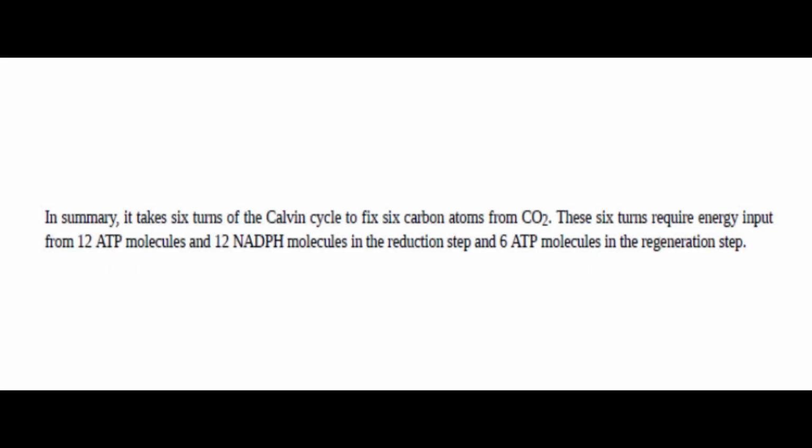In summary, it takes 6 turns of the Calvin cycle to fix 6 carbon atoms from carbon dioxide. These 6 turns require energy input from 12 ATP molecules and 12 NADPH molecules in the reduction step, and 6 ATP molecules in the regeneration step.